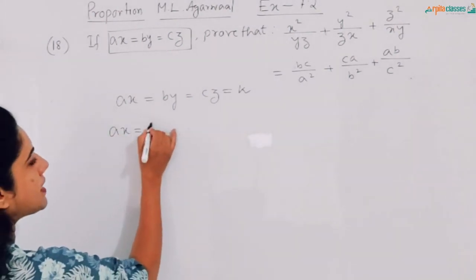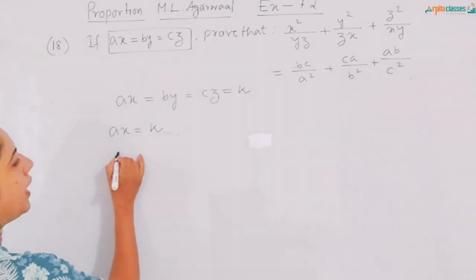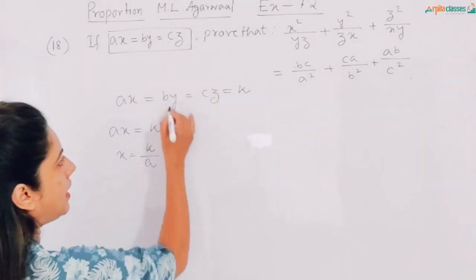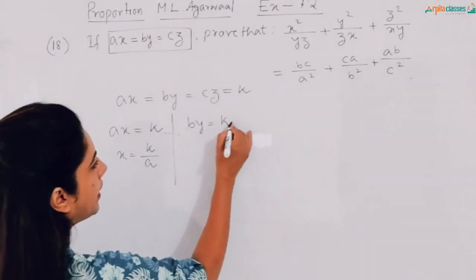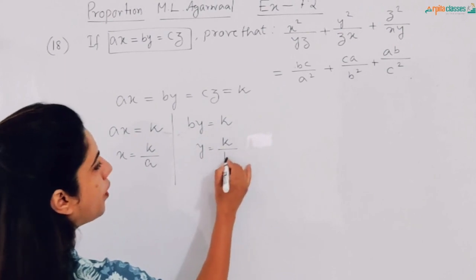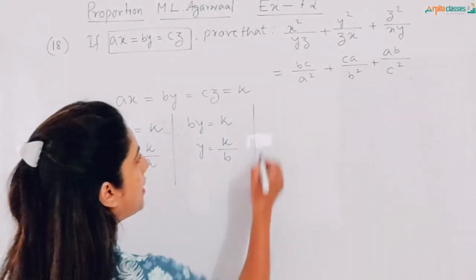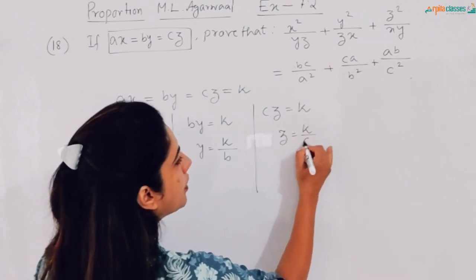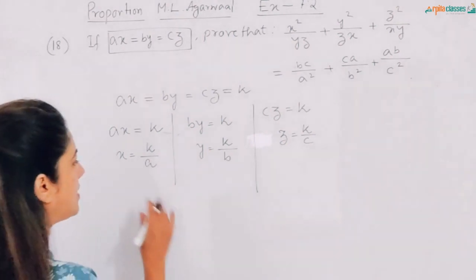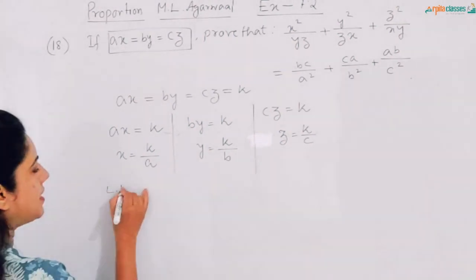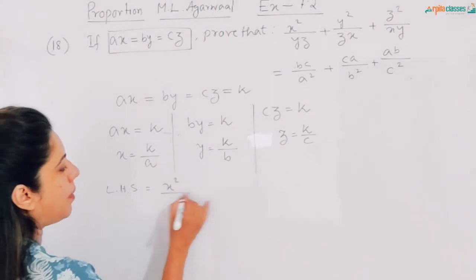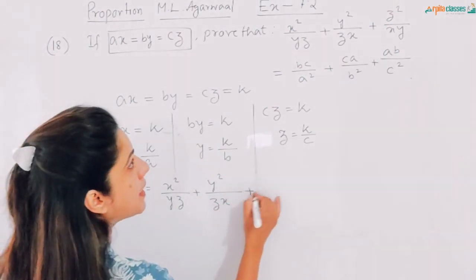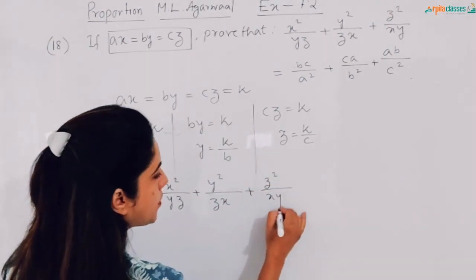From here I'll write Ax is equal to k, so x is equal to k upon a. In the similar pattern, By is equal to k, so y is equal to k upon b. And similarly Cz is equal to k, so z is equal to k upon c. Now let us take the left hand side. Left hand side is x square upon yz plus y square upon zx plus z square upon xy.